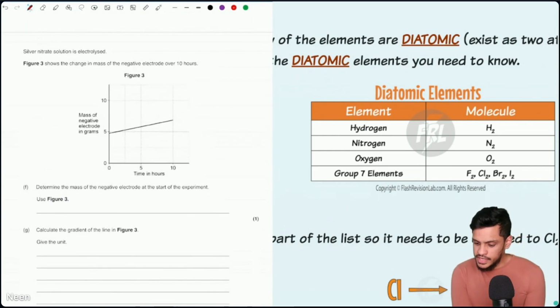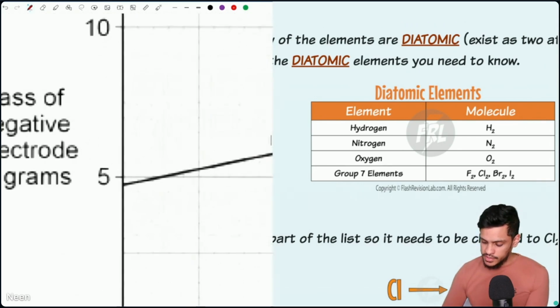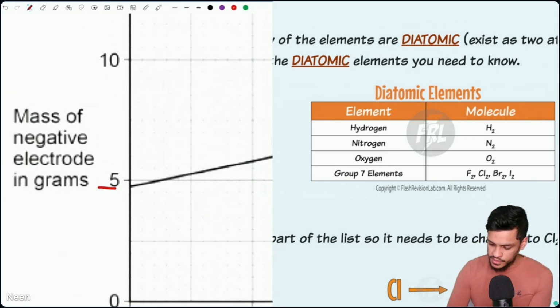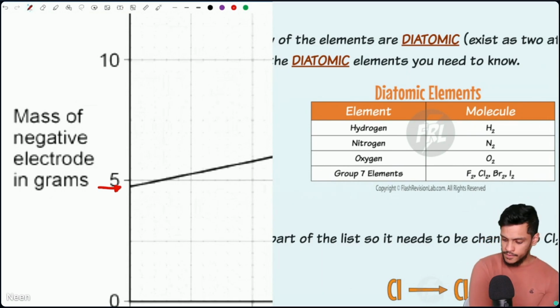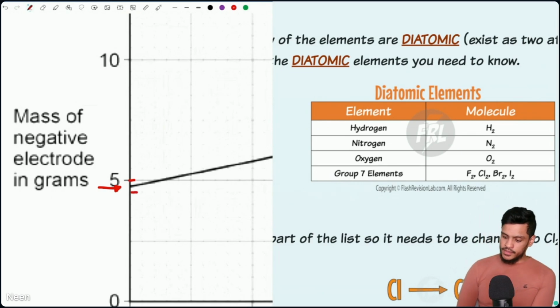Silver nitrate solution is electrolyzed. Figure 3 shows the change in mass of the negative electrode over 10 hours. Determine the mass of the negative electrode at the start of the experiment. That is literally going to be the first reading. Can anyone tell me what that reading is? Look carefully where it is. It's not on a specific line. It's in between this line and this line. So what would that reading be?